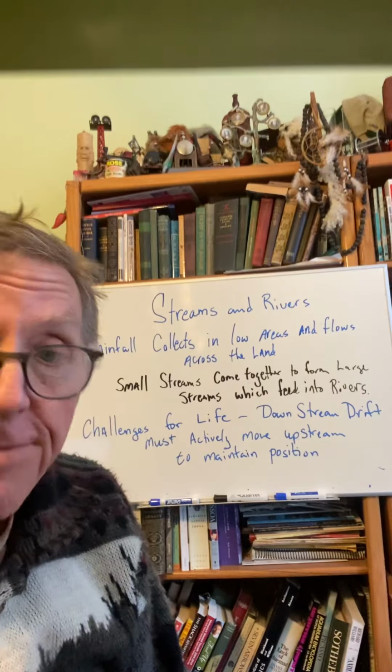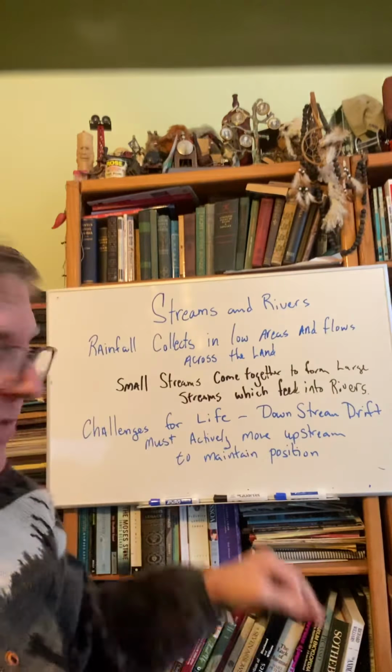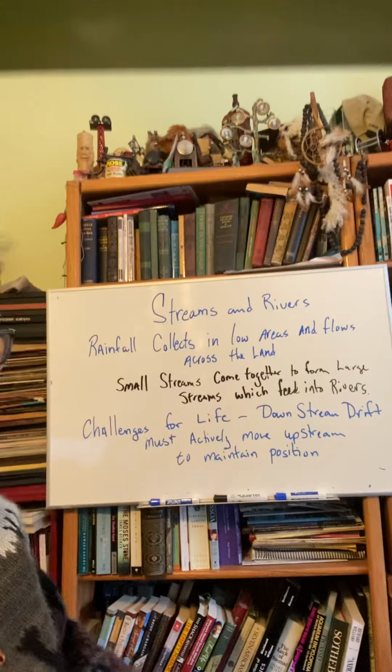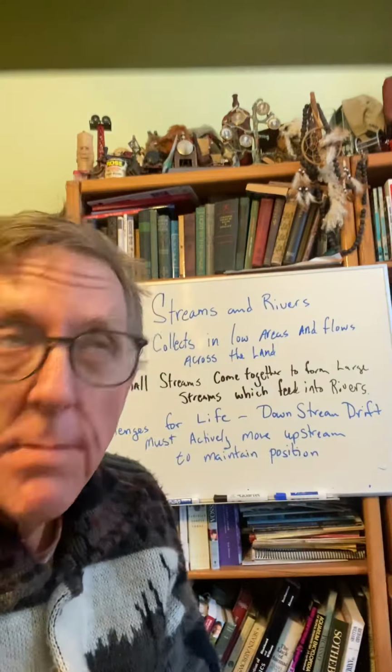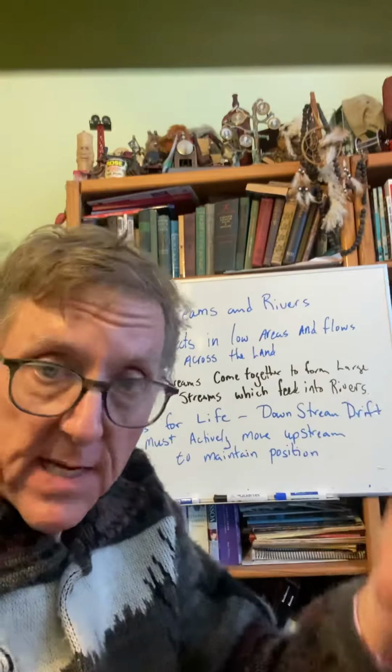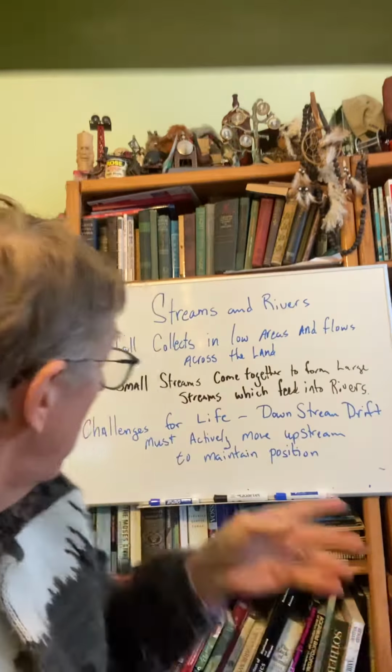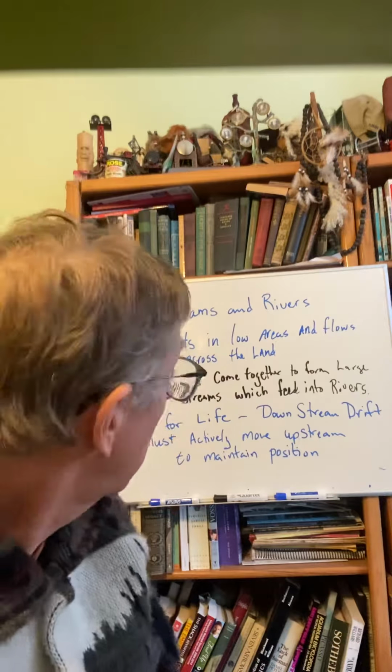All right, so our final water environment is going to be streams and rivers. Now, in areas where rainfall exceeds evaporation, so in the desert, that probably doesn't qualify, right? Or most of the time it doesn't qualify. In the desert, the rainfall falls and it evaporates. But in areas where rainfall exceeds evaporation, what is the water going to do? It's going to seek a lower level, right? So the rainfall is going to collect in low areas and flow across the land.